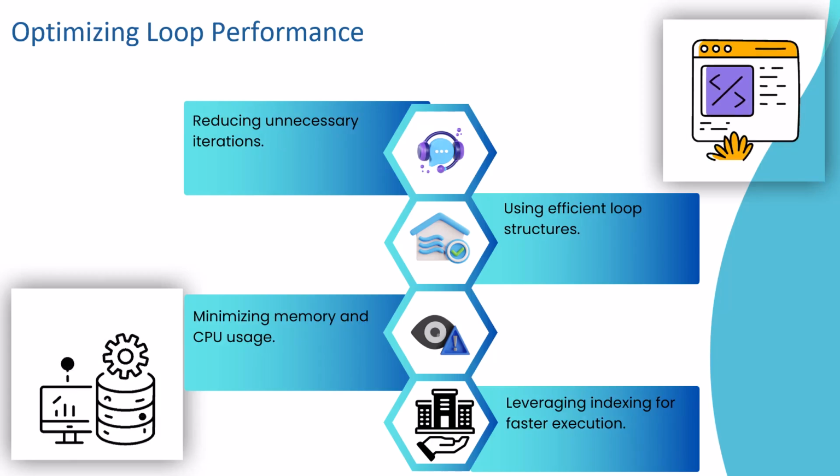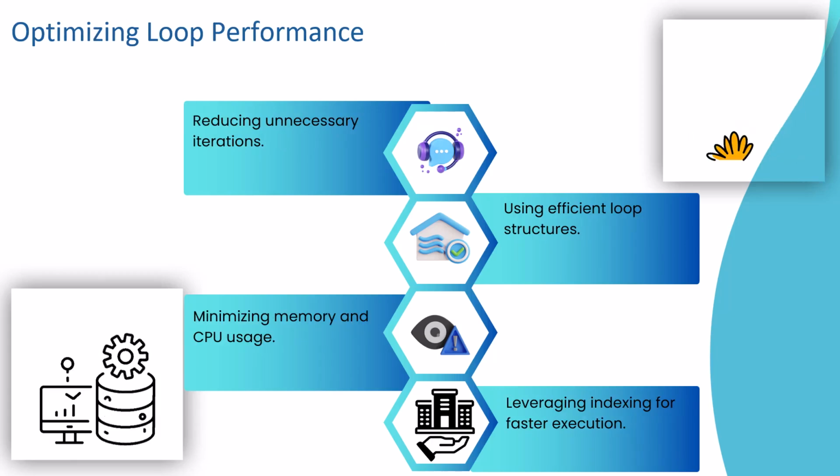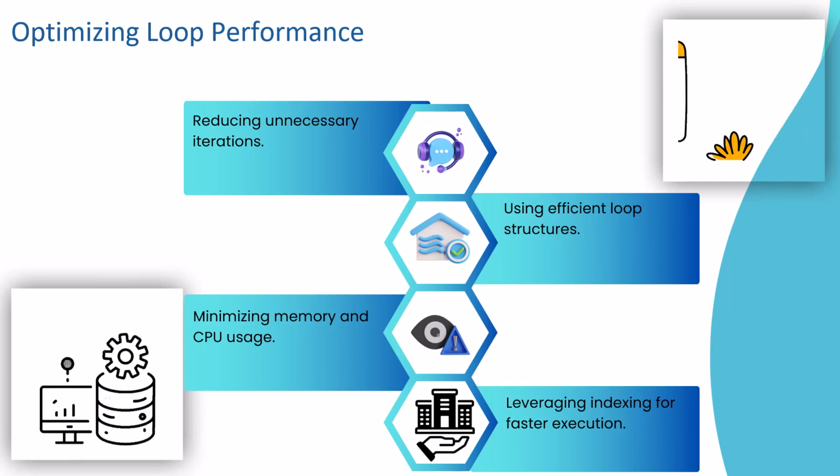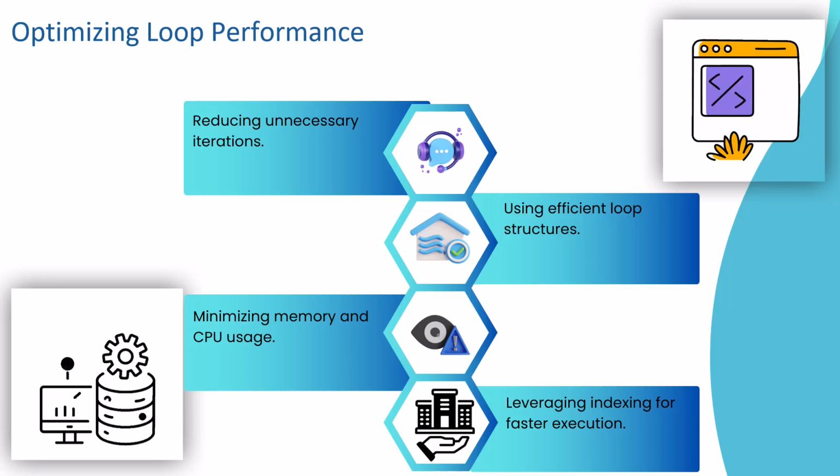Loops are great, but inefficient ones can slow everything down, like taking the long scenic route instead of a highway. Optimized loops mean fewer unnecessary iterations, better memory management, and faster execution. By choosing the right loop structure and indexing smartly, we speed things up. Think of it like navigating rush hour with the best shortcuts. You get there quicker with less frustration.